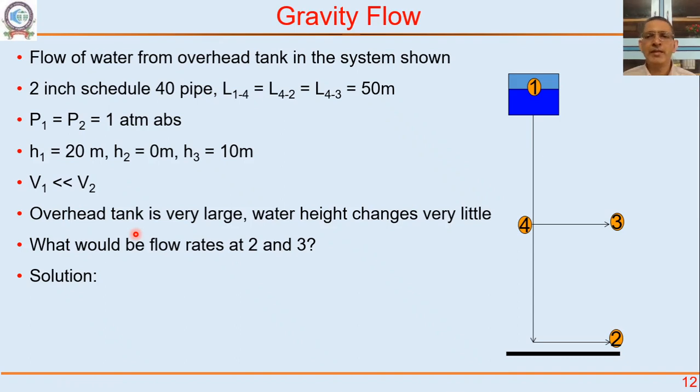Let's take one more problem. So imagine now the same situation: an overhead tank, and somebody is using this water. Now instead of one pipe, there are two pipes. Somebody is using the water on, let's say, the third floor as well. Same problem as earlier. H1 is 20 meters, H2 is 0 meters, H3 is 10 meters. Now, a 2-inch pipe, schedule 40. Let's take one more point here, 4. The length between 1 and 4 is 50 meters, between 4 and 2 is 50 meters, and between 4 and 3 is 50 meters. I would like you to find out what the flow rate is at 2 and 3.